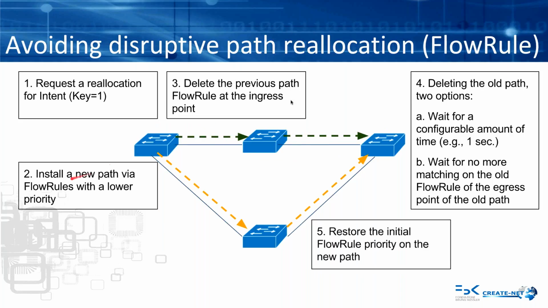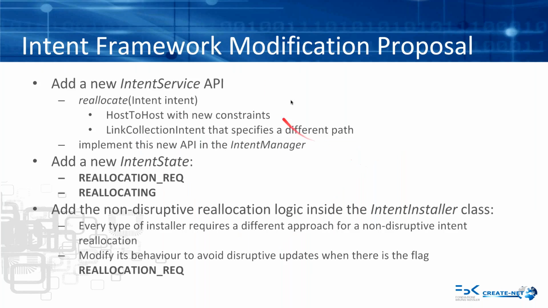So since I installed the path with a lower priority, I need to restore the path to the initial flow rule priority. This operation can be straightforward with the flow rules without problem. So how can we implement this in ONOS? Our modification proposal is to add a new intent service API, and we add this reallocate API, and we can submit a new intent.